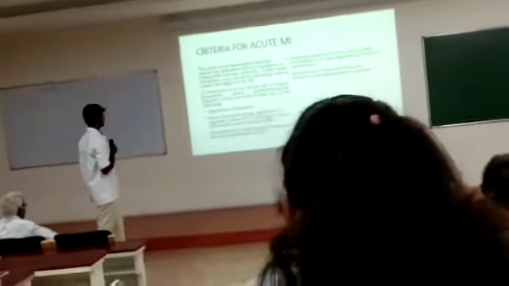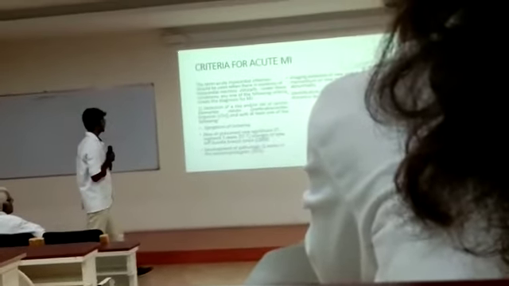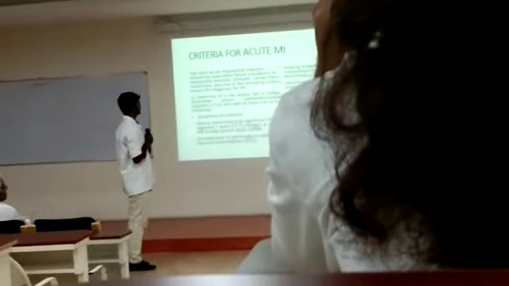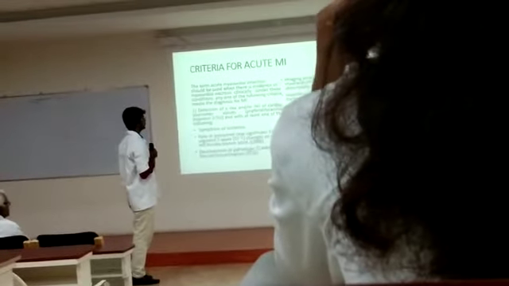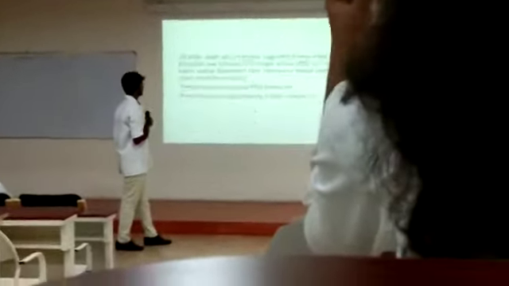Significant ST or T-wave changes or new left bundle branch block. Development of pathological Q waves in the ECG, imaging evidence of new loss of viable myocardium or new regional wall motion abnormality, identification of an intracoronary thrombus by angiography or autopsy.